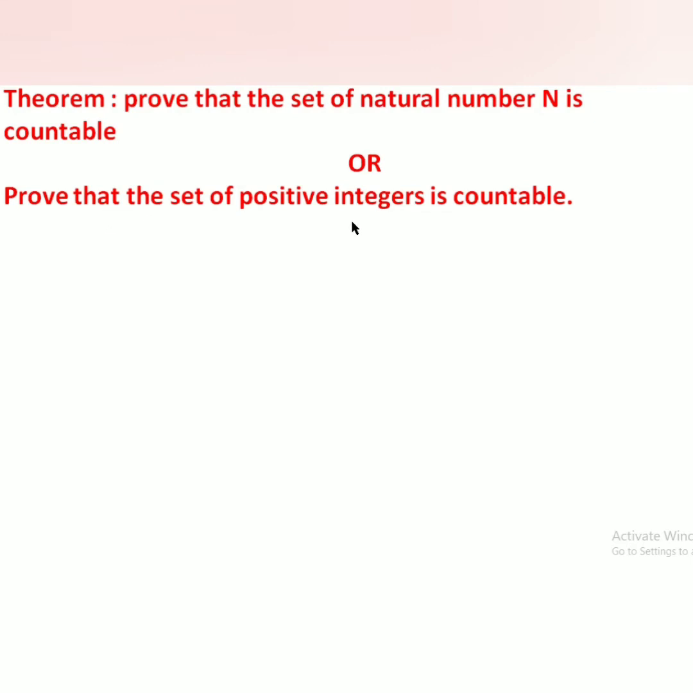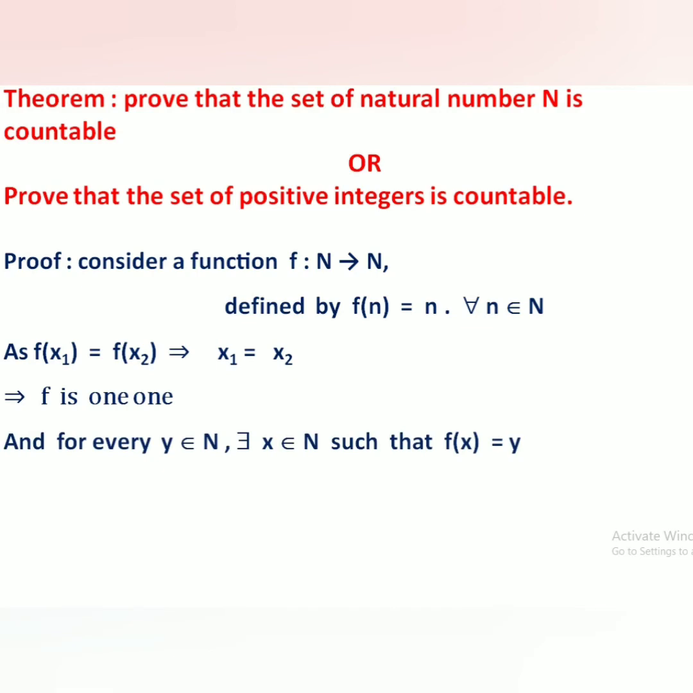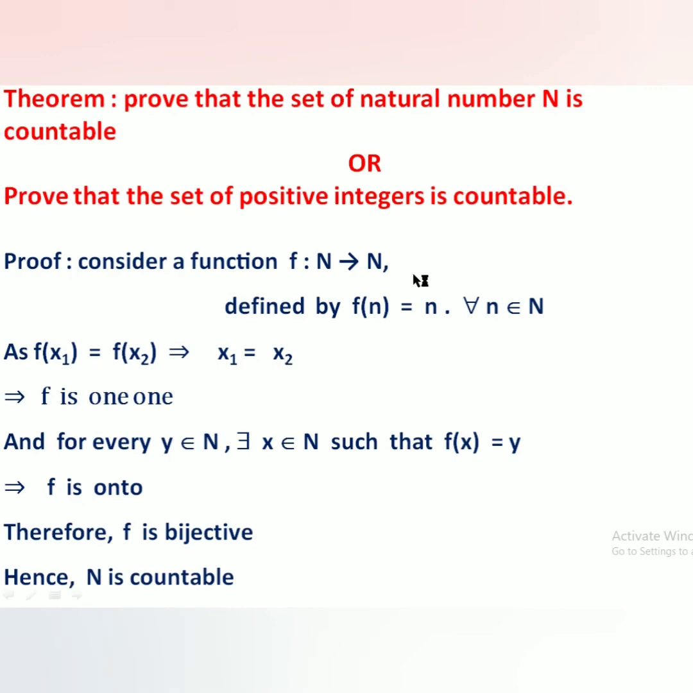Or, in other words, prove that the set of positive integers is countable. For that, you have to consider a mapping f from N to itself, N, defined by every n belongs to N there is an n belongs to N. Therefore, f(n) equals n has been defined. It is one-one, and it is also onto, because for every y belongs to N, there exists x belongs to N such that f(x) equals y. Therefore, f is onto. Our conclusion is f is one-one and onto, hence bijective. Therefore, the f from N to N is bijective, and N is equivalent to N. Therefore, immediately N is denumerable, or N is countable.